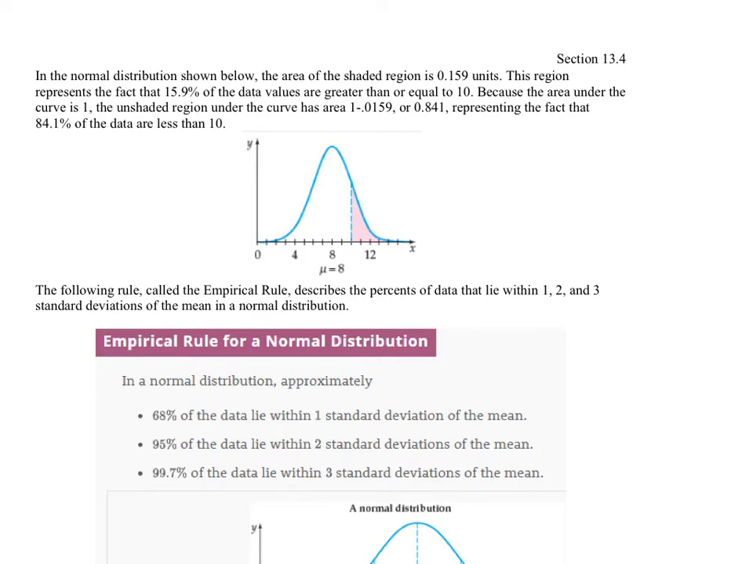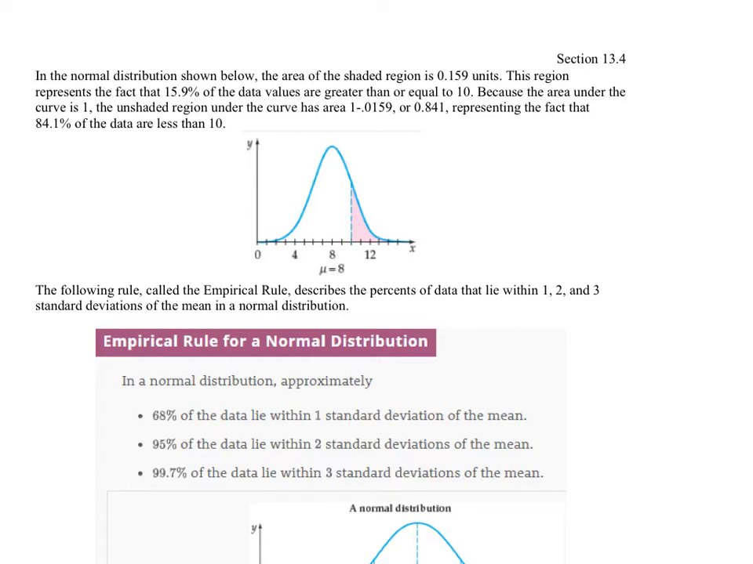It says, in a normal distribution shown below, the area of the shaded region is 0.159 units. So that's that red shaded area in this picture. It says that region represents the fact that 15.9% of the data values were greater than or equal to 10, because the area under the curve is 1. The unshaded region has the curve area of 1 minus 0.159, which is 0.841. So all it's saying is we know that entire curve represents 100%. The pink area represents 15.9%, so the white area beneath the curve, the unshaded region, has to represent the rest.